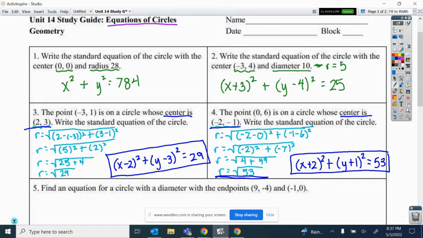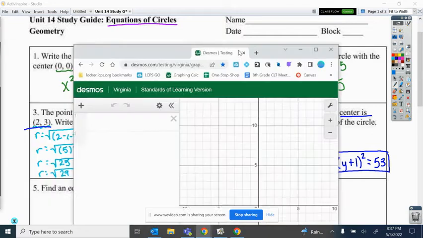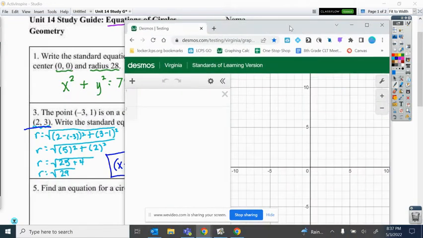Now remember, for any problems that you have, like this number 3 or number 4, you can certainly check your answer in your Desmos graphing calculator.